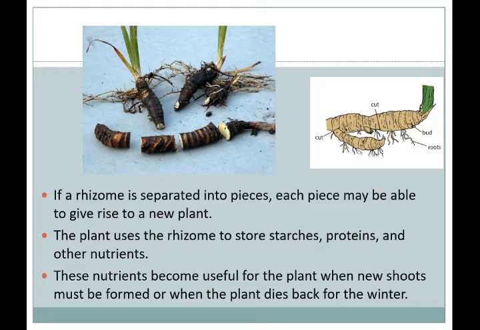If a rhizome is separated into pieces, each piece may be able to give rise to a new plant. The plant uses the rhizome to store starches, proteins, and other nutrients. These nutrients become useful for the plants when new shoots must be formed or when the plant dies back for the winter.